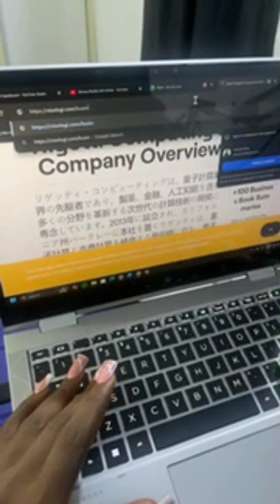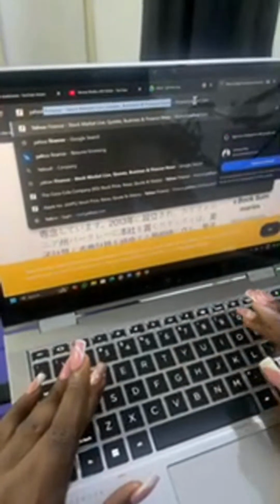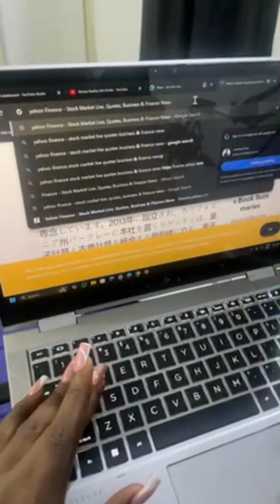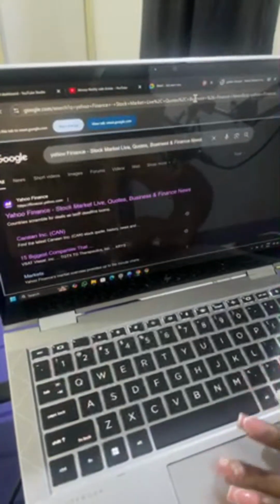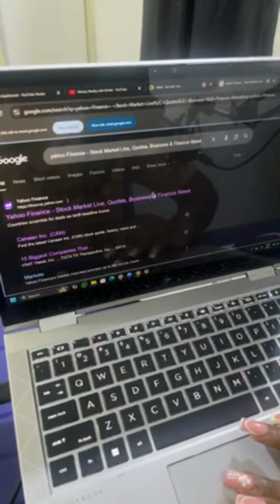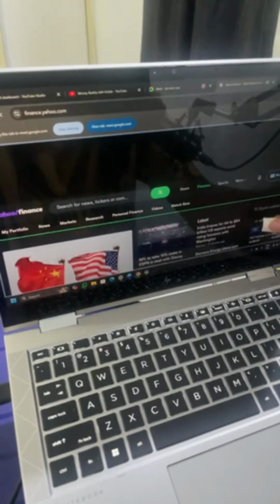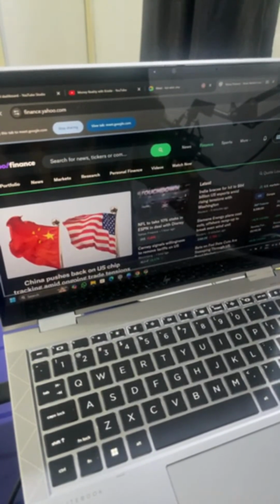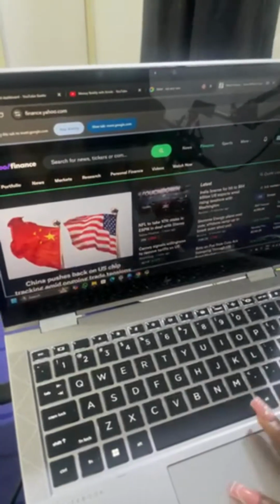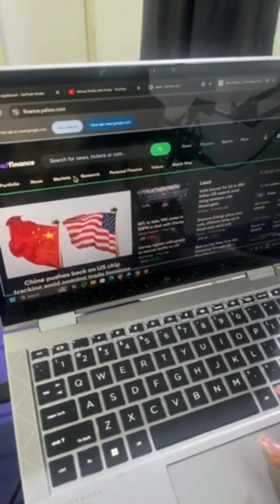We're still on Rigetti, but let's look at it from the Yahoo Finance lens. First, I wanted to understand how they make money. What's their USP in the market, and how do they stand out from other quantum computing companies? That's what I look for.